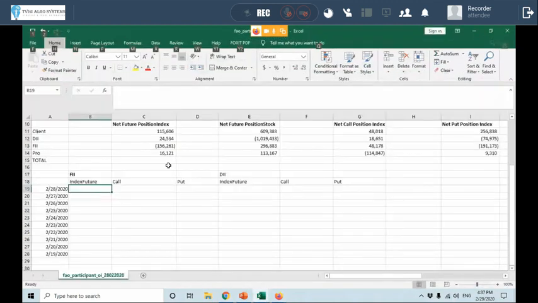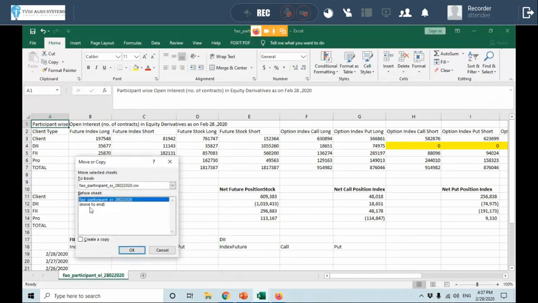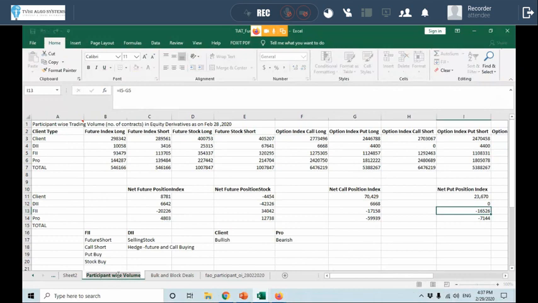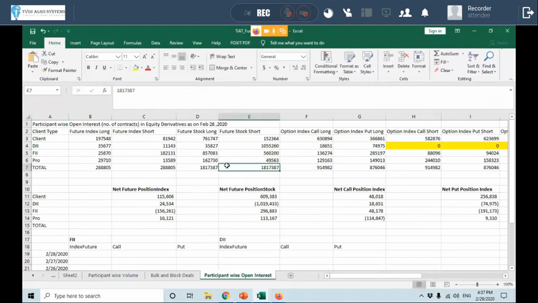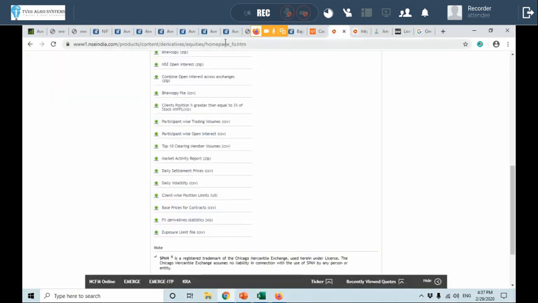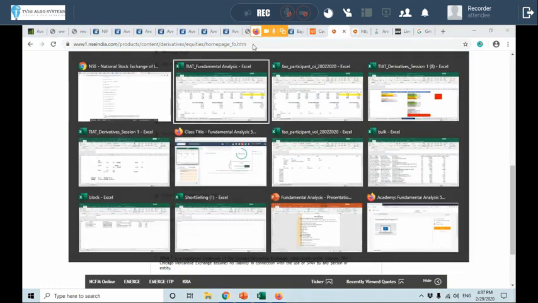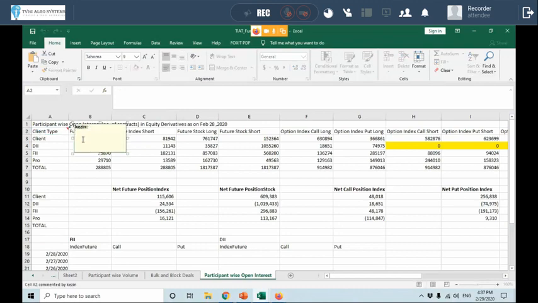So this is open interest data. I am again copying this into fundamental analysis. Participant wise open interest. This is also very important. You need to track this daily. This is the link. I'm pasting the link here.